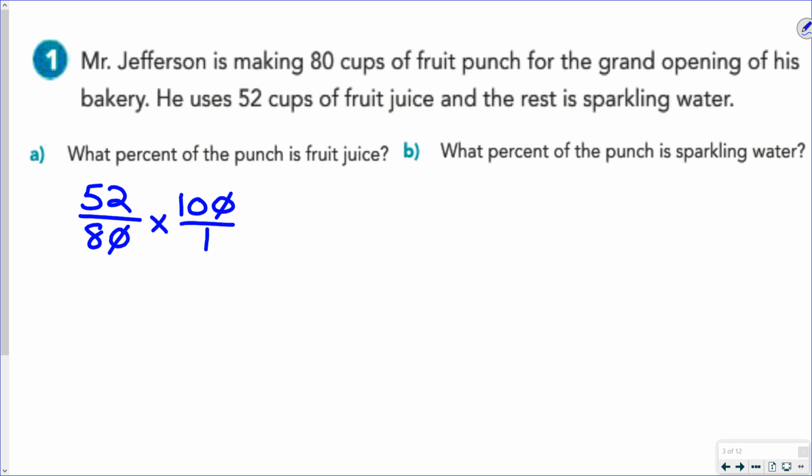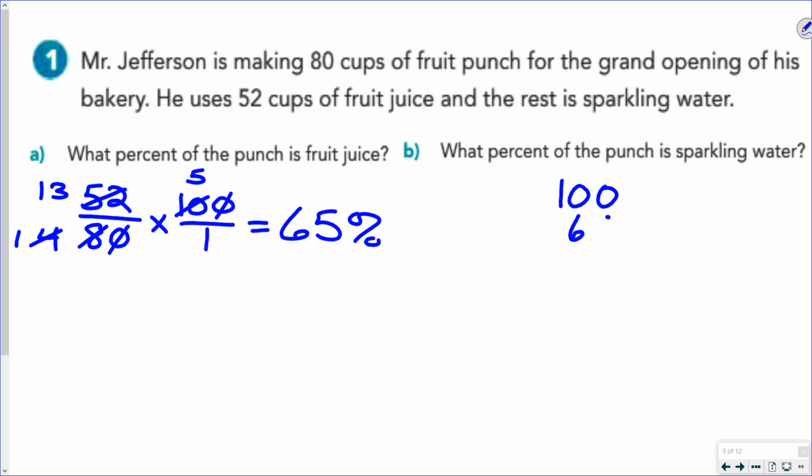We eliminate our zeros. We can divide both 8 and 10 by 2 to get 4 and 5. And we can divide 4 and 52 by 4 to get 13 and 1. And 13 times 5 is 65%. And what percent of the punch is sparkling water? Well, since it only has 2 ingredients, you would have 100% for the punch. If 65% is the fruit juice, we subtract that from 100 to find that the sparkling water makes up 35%.